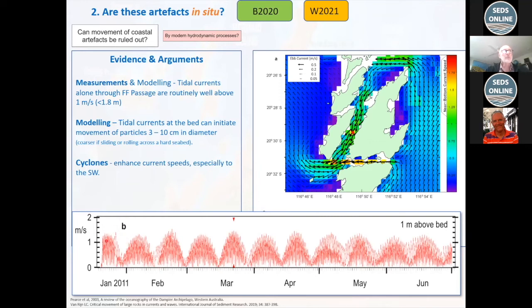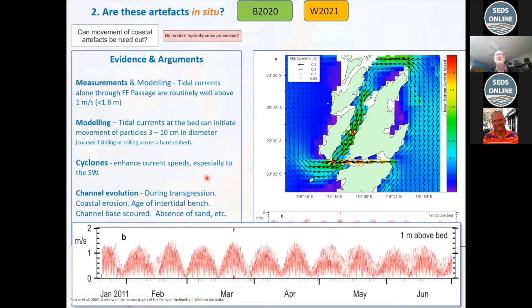There's a tiny example here of a fairly small cyclone that happened in January 2011. Those are the couple of days when the cyclone was around. And that increased the normal tidal currents at that time by about 30 centimetres per second. So they enhance current speeds, especially to the southwest, because that's the nature of the dominant flows that are generated by clockwise circulating cyclones as they approach the coast.